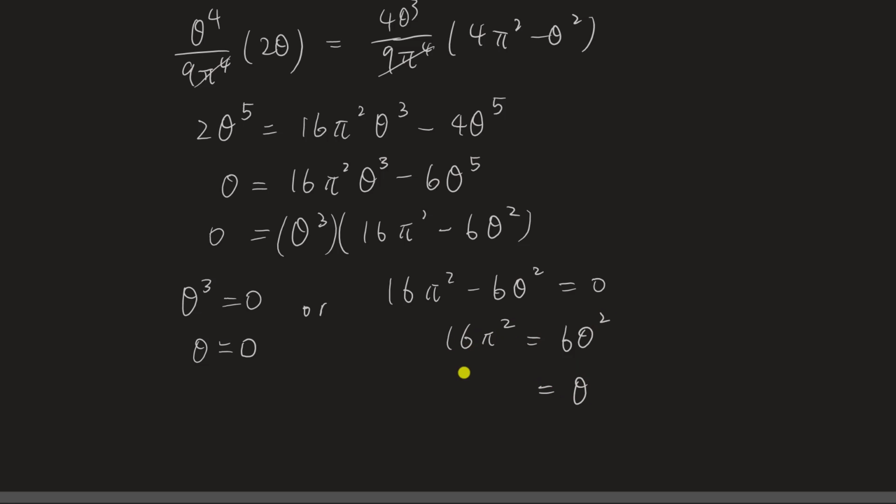Theta equals plus or minus the square root of 16 pi squared over 6. And of course, we reject the negative because theta has to be a positive value. So theta would be 4 pi over root 6.